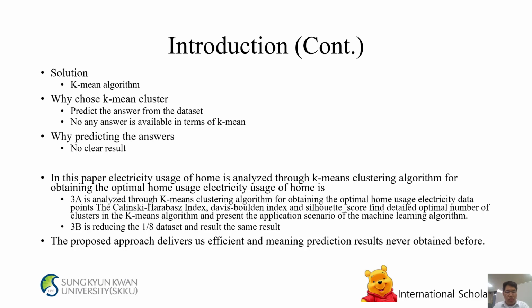In this paper, electricity usage of a home is analyzed through the K-means clustering algorithm. For obtaining the optimal home usage, electrical usage of a home is analyzed through the K-means clustering algorithm. For obtaining the optimal home usage electrical data points, the Calinski-Harabasz index, Davies-Bouldin index, and Silhouette score are used to find the optimal number of clusters in the K-means algorithm and present the application scenario of the machine learning algorithm.